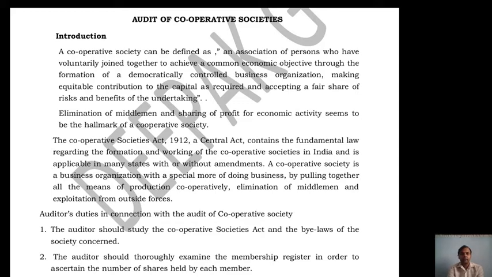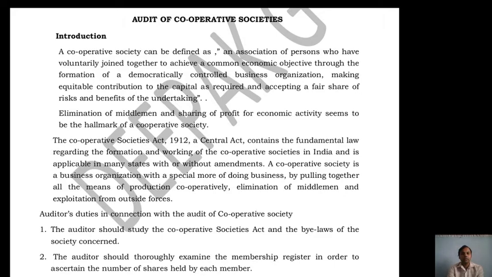It means there are 10 or more persons, or many persons, who have formed an association. They have voluntarily joined for some common objective, either for raising of funds, providing loans or accepting deposits, and they form an association that is democratically controlled. They have voting rights in the society and make equitable contribution.